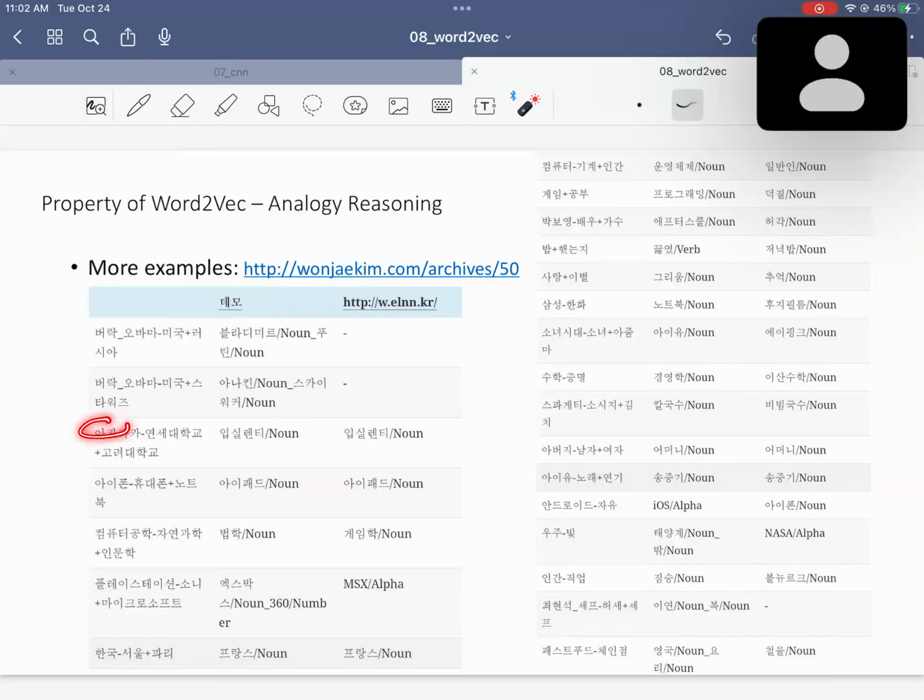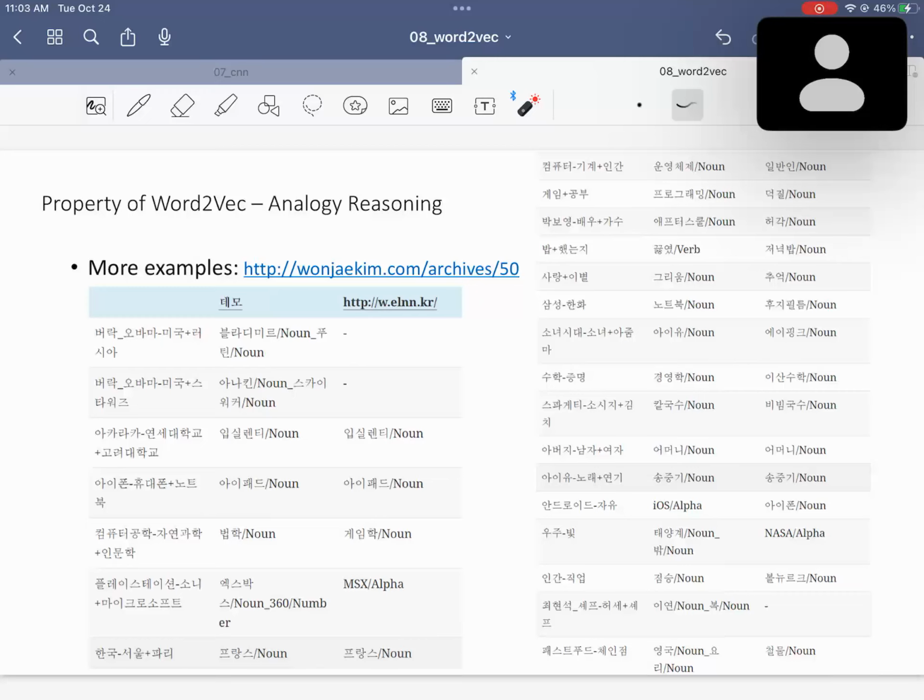These are very nice. Like 아카라카 minus 연세대 plus 고려대 is 입실렌티, which, back in 2014, would be mind blowing. Now you can ask GPT to do this. You can give ChatGPT a few examples in the prompt, like I want you to play this game, and then if you ask this, it'll know what you're talking about. But back then, it was phenomenal stuff.